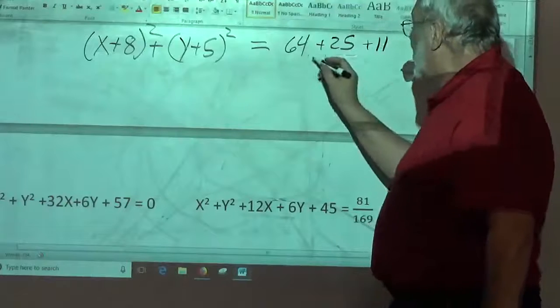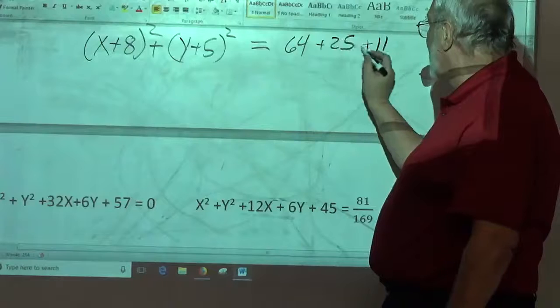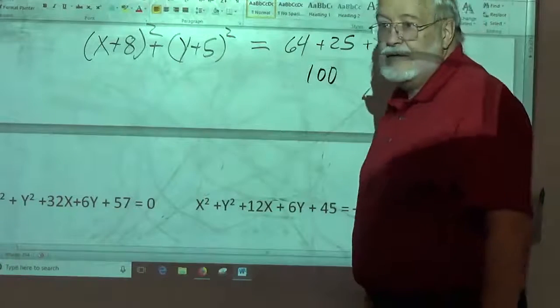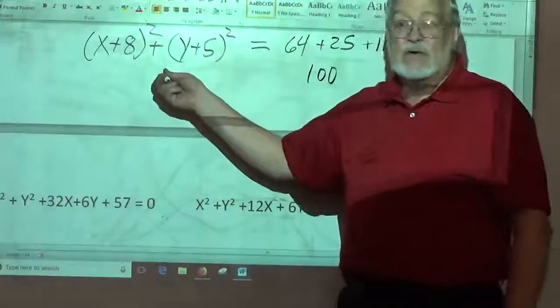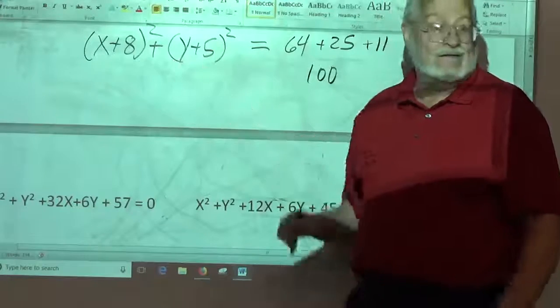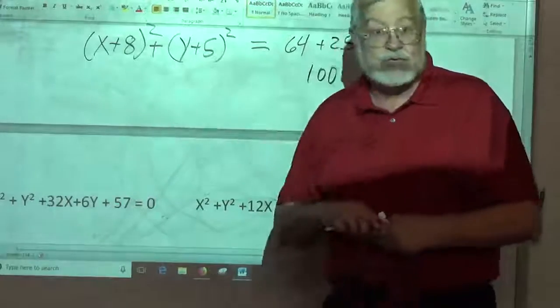And now it looks like I've got 6, 7, 8, 90? That's 100. Isn't that nice? So at least it's a perfect square. All right, where's the center of this circle? Negative 8, negative 5. Okay, make sense? Okay, now that's what you're doing for circles.